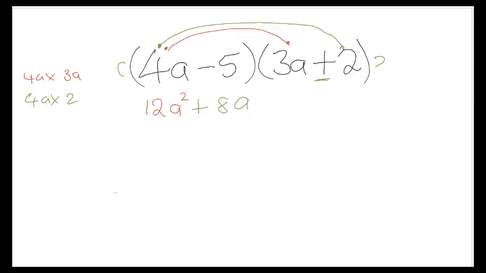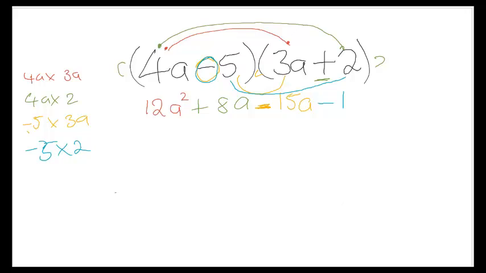Next I've got inner with inner, so there's my nose. Those two go together. Notice I have a minus sign. Minus 5 times 3a. Minus times plus is minus. 5 times 3 is 15, and a stands by itself. And last with last, I've got negative 5, don't forget your minus sign, times positive 2, minus 5 times 2. So minus times plus is minus, 5 times 2 is 10.